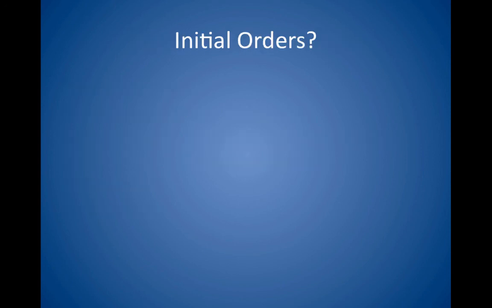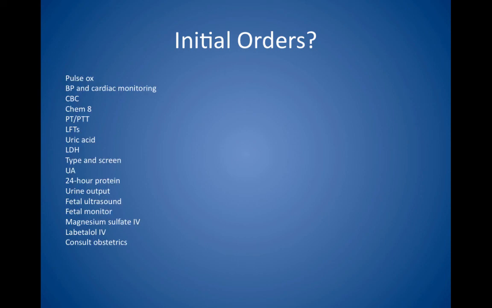What are your initial orders? Initial orders should include pulse oximetry, blood pressure and cardiac monitoring, CBC, Chem 8, PT, PTT, LFTs, uric acid, LDH, type and screen, urinalysis, a 24-hour urine protein, measurement of urine output, fetal ultrasound, a fetal monitor, magnesium sulfate intravenously, labetalol intravenously, and consult obstetrics.